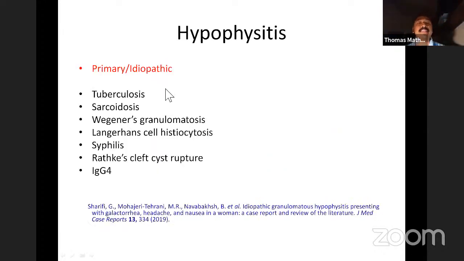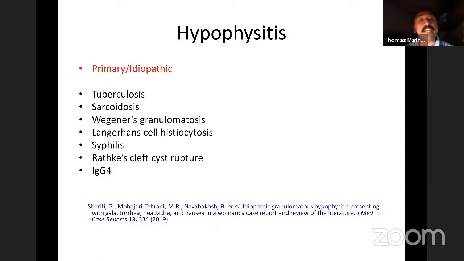So when you see something like this, there are a few possibilities. There's an entity called primary or idiopathic hypophysitis. It's a diagnosis of exclusion. Other diseases which can mimic a bulky pituitary with a thickened pituitary stalk are tuberculosis, sarcoidosis, Wegener's granulomatosis, Langerhans cell histiocytosis, syphilis, Rathke's cleft cyst rupture, and even IgG4 disease. An IgG4 disease also can have a picture like this.